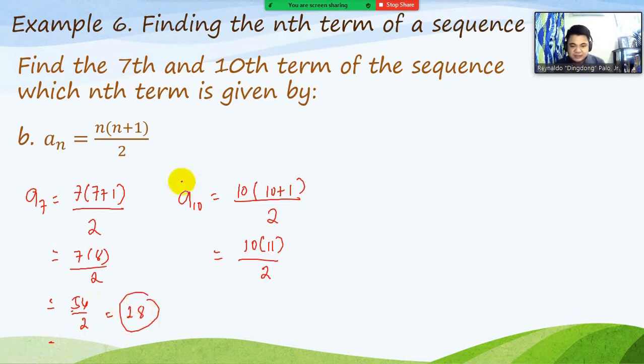How about a sub 10? 10 times 11 is 110. Divided by 2. So the final answer is 55. Our a sub 7 now is 28 and our a sub 10 is 55.